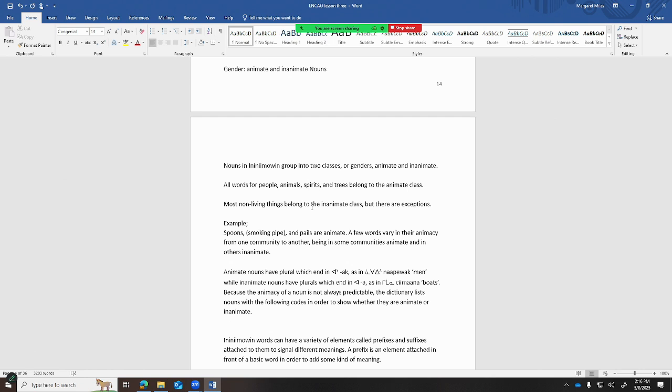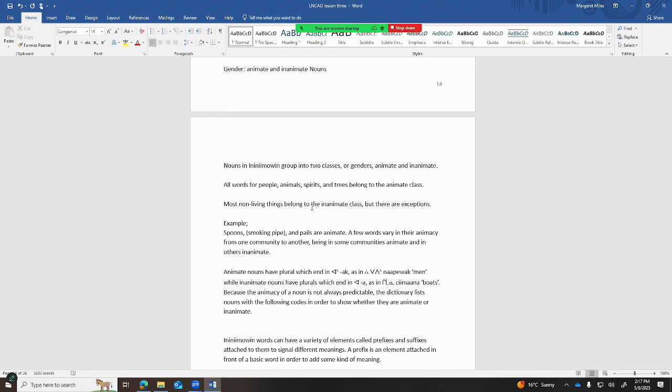So a few words vary in their animacy from one community to another, being animate in some communities and inanimate in others. Animate nouns have plurals which end in ak, as in napewag, men, while inanimate nouns have plurals which end in a, as in chimana, for boats.